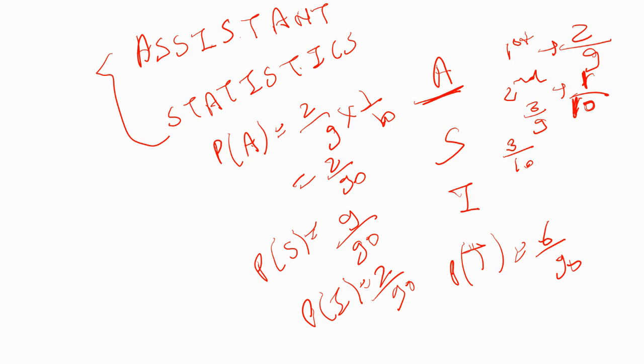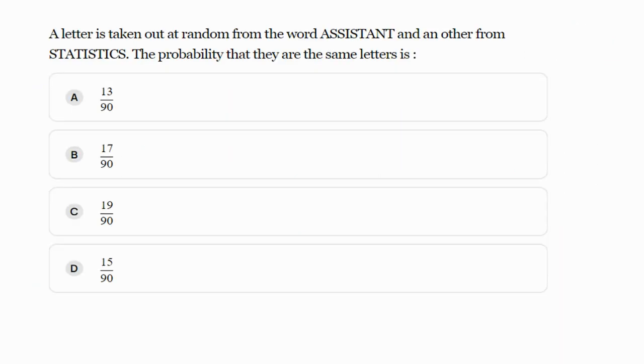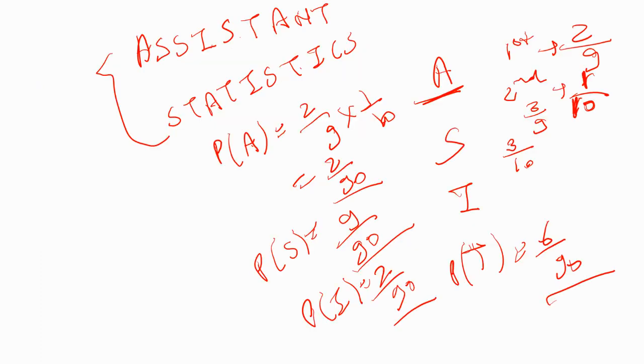Okay. So now the probability of getting the same letter will be 2 by 90 plus 9 by 90 plus 2 by 90 plus 6 by 90. Its summation will be 19 by 90. So this will be the answer. Any doubts?